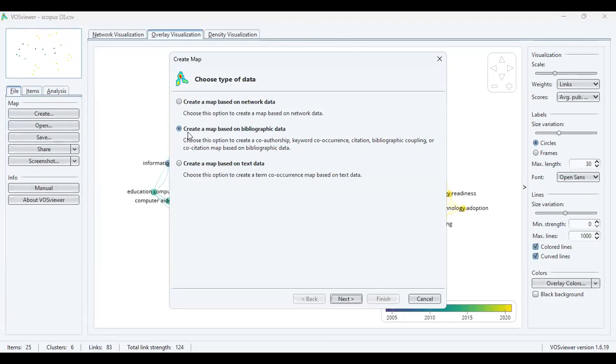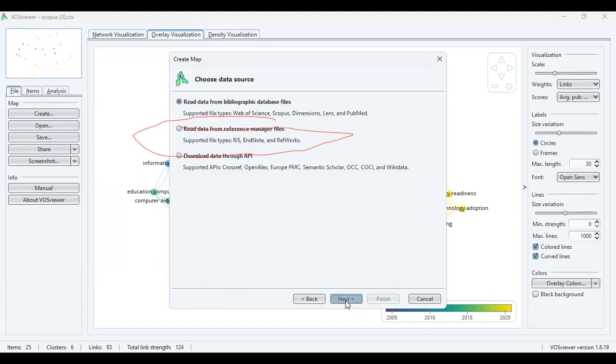So here you must choose create a map based on bibliographic data, because we saved bibliographic data, you remember? It says choose this option to create co-authorship, keyword, co-word, co-occurrences, citation, bibliographic coupling, or co-citation map based on bibliographic data. Right, so this is what we are interested in. Please, for now, because you are new to this, don't be interested in anything else. Just go straight there. Then, after that, you click next.